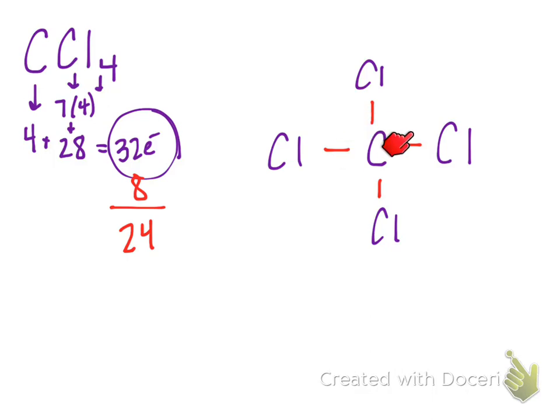We put them around the chlorine because carbon's octet is full. 2, 4, 6, 8 for carbon. There's 8 electrons surrounding carbon. So now I need to fill this chlorine's octet. 2, 4, 6. So now this chlorine's got 2, 4, 6, 8 surrounding it. So that means I've got 18 left. 2, 4, 6. I've got 12 left. You see where I'm going here?